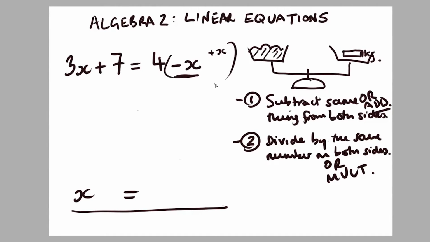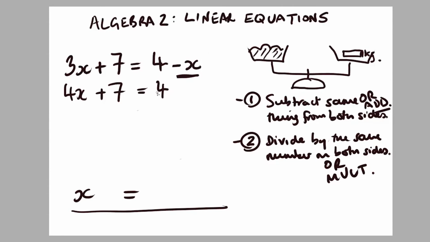Okay, and I'm going to rub that out because I'm possibly getting better at my shambolic presentation skills. So I'm going to add x to this side. Remember, because it's a balance, I've got to add x to this side as well. So I haven't got 3x anymore, I've got 4x. I've still got the 7, but now that minus x is gone. Okay, and now I've got a bit closer.